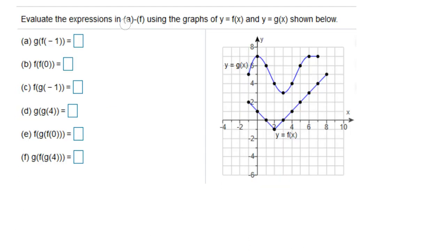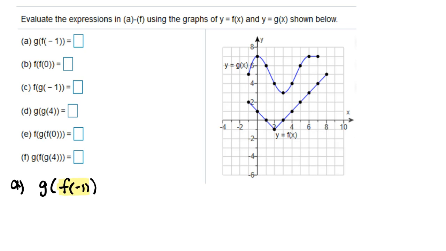Evaluate the expressions in A through F using the graphs of y equals f of x and y equals g of x. So we're given this g of x graph and this f of x graph, and we're asked to answer these questions. So with these questions, this is the operation of composition, and we're just going to follow the symbols to find the answer for these. So for part A, it says g of f of negative 1. We're going to start with the inside. It says find f of negative 1.